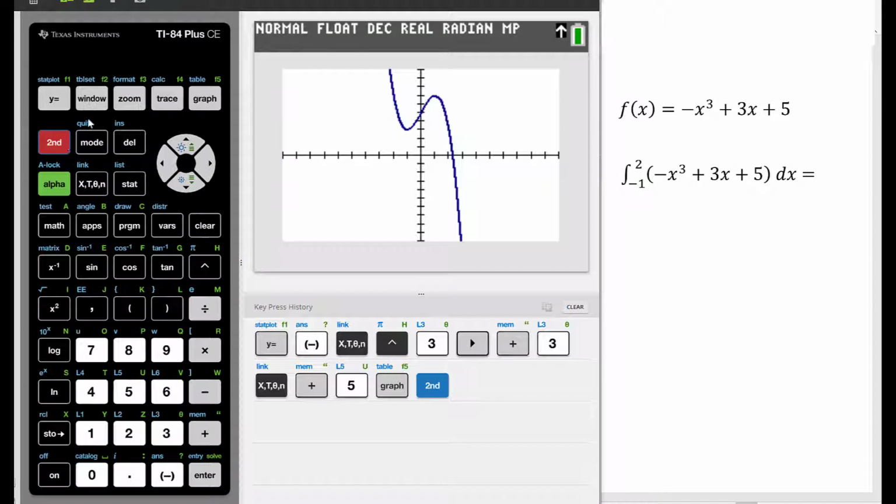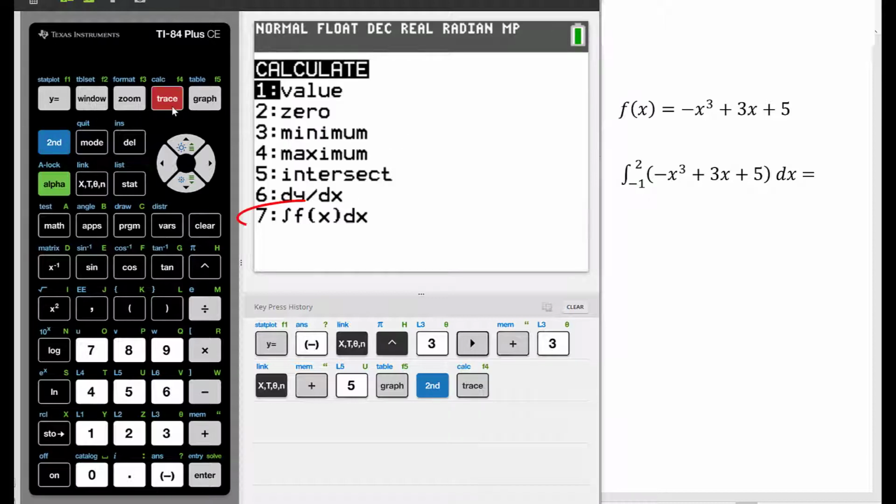Let's go to second and calculate. And on the calculate menu, we're going to choose number 7. It says the integral of f of x dx.